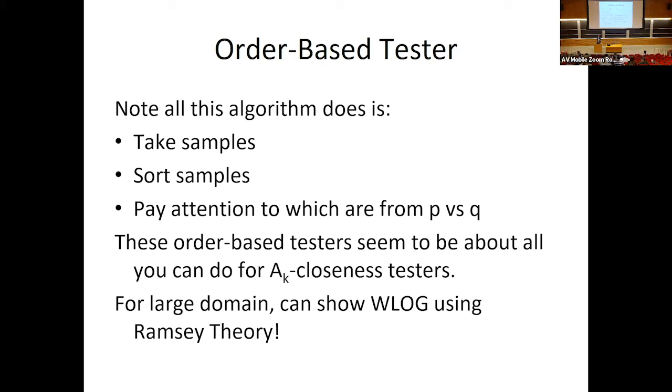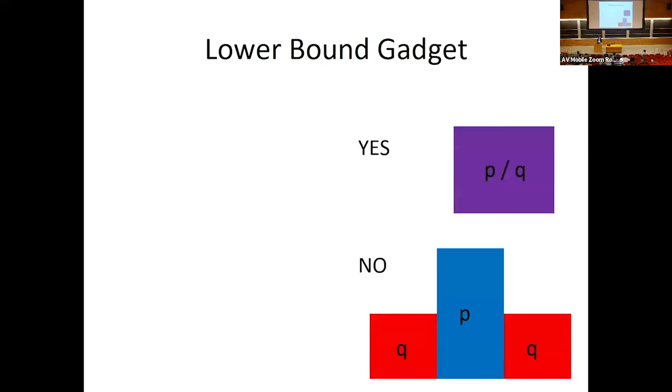And in fact, what you can show is that if you take a domain that is large enough, then without loss of generality, any tester that you use is going to be an order-based tester. Because basically you can always find a subset of the domain on which your tester actually is close to being an order-based tester. And this helps us prove lower bounds. And for this, there's a gadget.